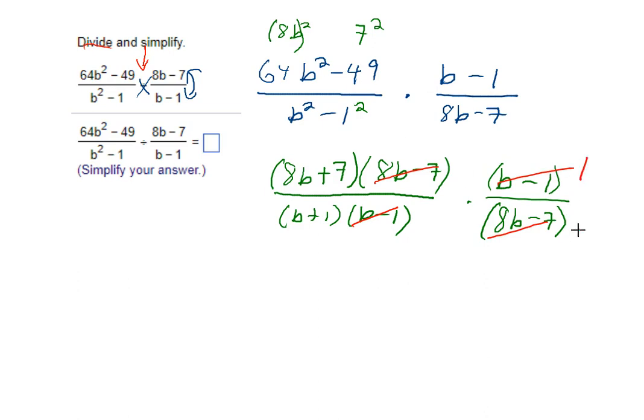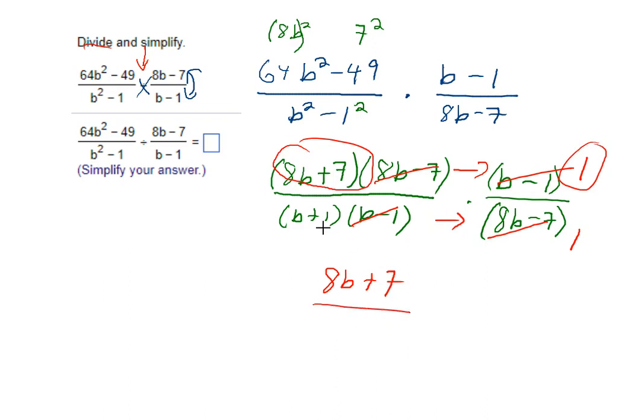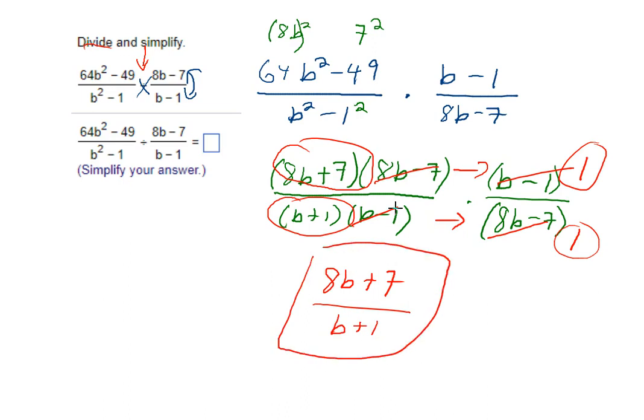A 1 will be left over here and a 1 will be left over here. All right. And so we multiply whatever's left over, we multiply those together. So on top, all we really have left over is the 8b plus 7, because times 1, right? So it's 8b plus 7 times 1, which is just going to be 8b plus 7. Same thing happens on the bottom. It'll be the b plus 1 times 1, which is just b plus 1. And since there's nothing else around it, we can drop the parentheses. And so this will be my final answer here.